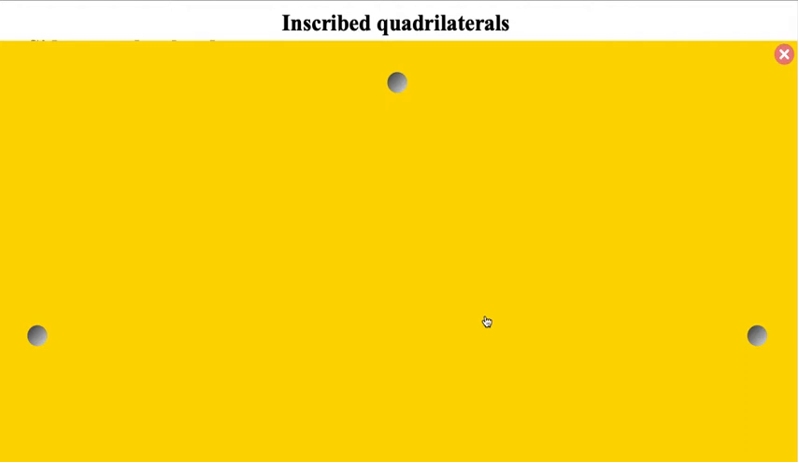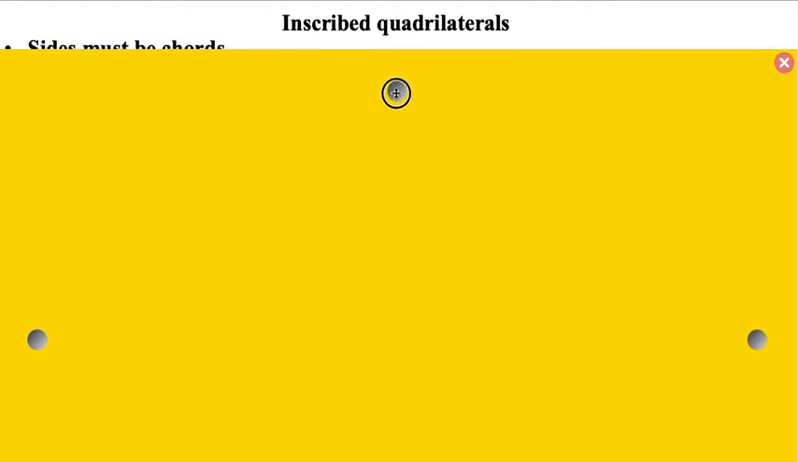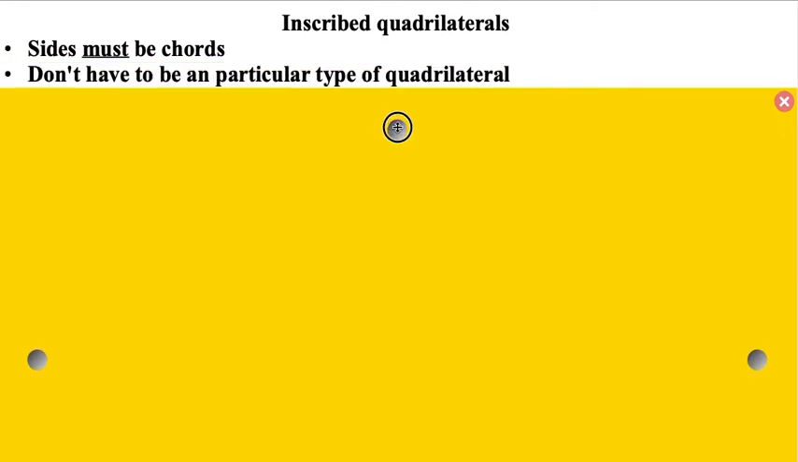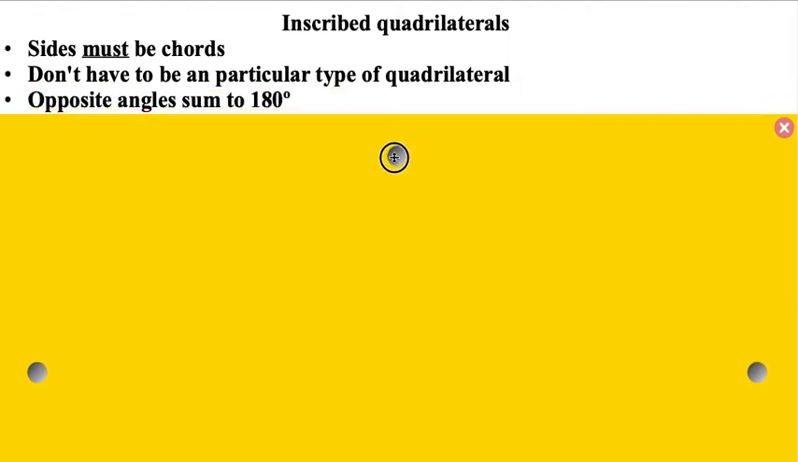Inscribed quadrilaterals, same idea: a quadrilateral drawn wholly within a circle, such that the sides must be chords. It doesn't have to be any particular type of quadrilateral. Could be anything, nothing going to be particularly special. Opposite angles sum to 180, and here's why.